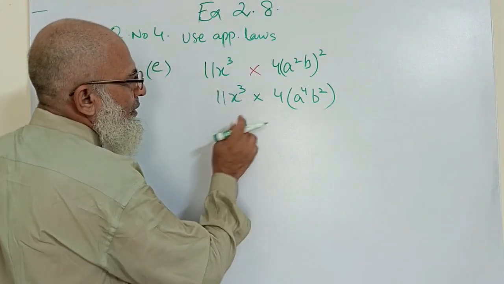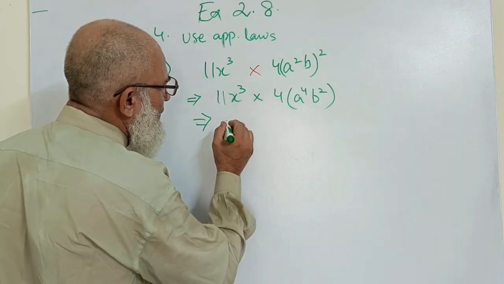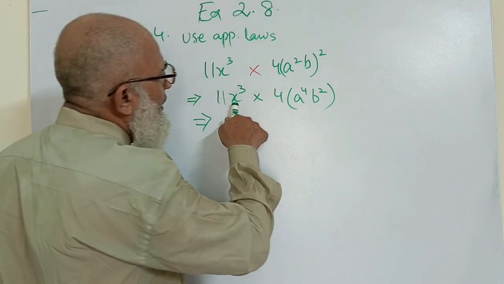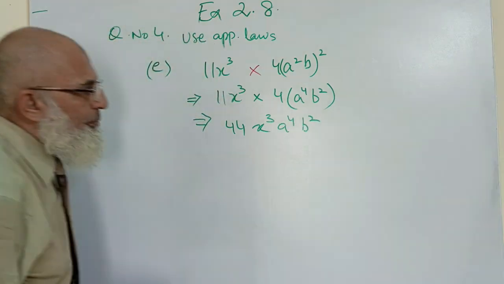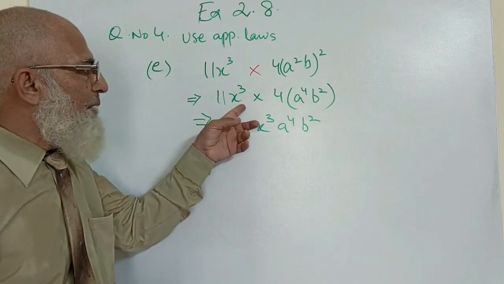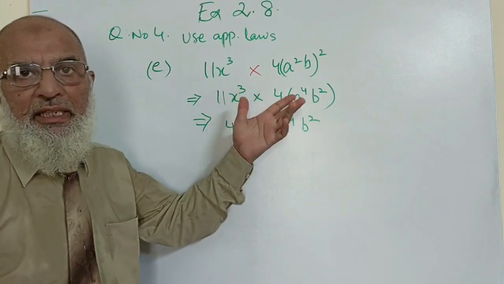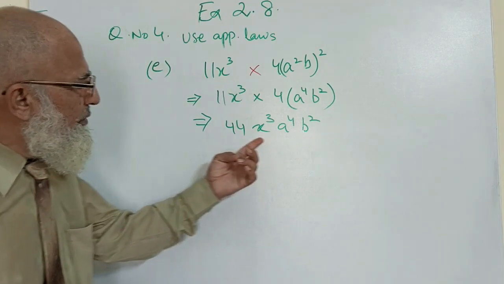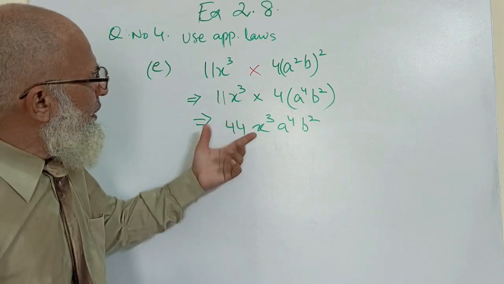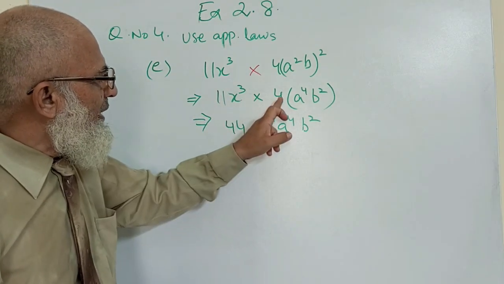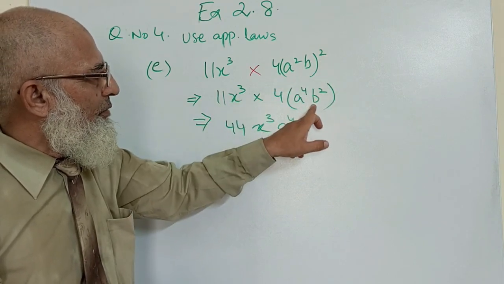The 4 remains as it is. Now what will happen over here? 11 times 4 is 44. Now x cube a4 b square will be the answer, because we cannot multiply, as the bases are not same anywhere. X is another base, a is another base, b is another base. So in multiplication this will be written like this all together. The only thing which is multiplied is 11 multiplied by 4. We have seen the law over here, which is raising to the power.